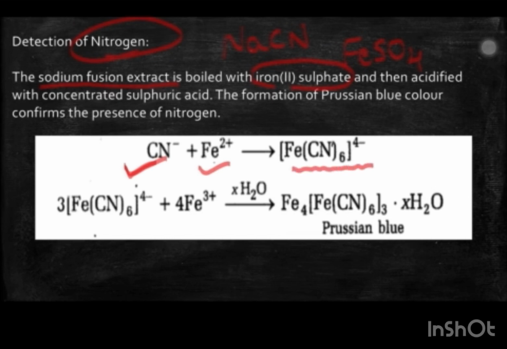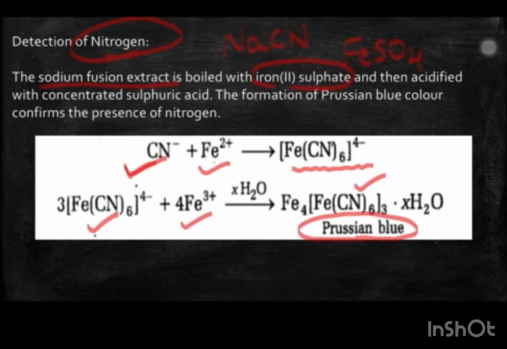And this complex is then acidified with concentrated sulfuric acid. In that process, this complex, which is made in the first step, is going to react with Fe3 plus, and it is going to give you blue color instantly on acidifying. That Prussian blue color confirms the presence of cyanide. If you don't get the blue color, that means cyanide is not there. And if cyanide is not there, that means nitrogen was not there in the organic compound. But if you get the Prussian blue color, that confirms the presence of nitrogen.